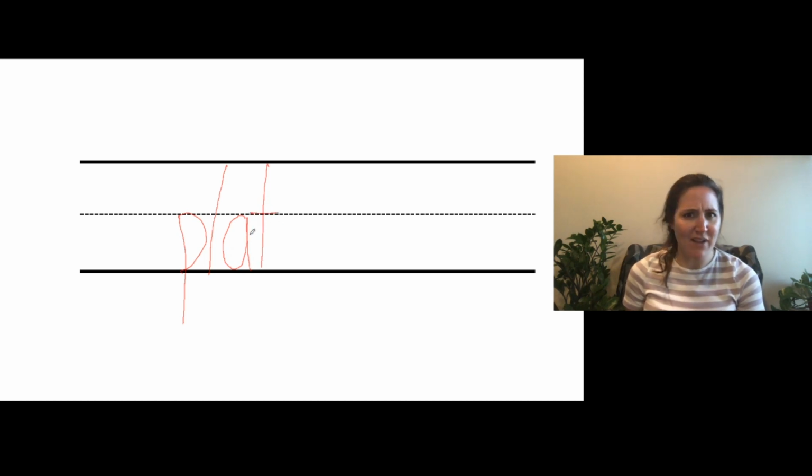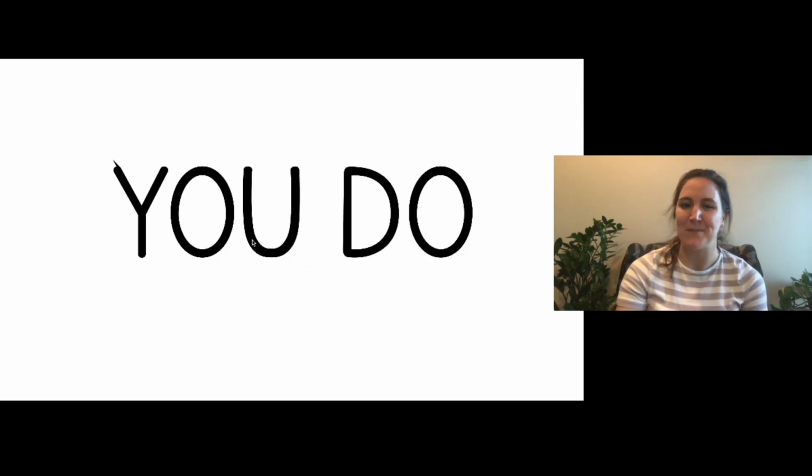Okay, are we done writing the word plate? No, we're not. What do we have to put at the end of the word? Yeah, we have to put an E because we're hearing the long vowel sound. It's saying A, so we have to put an E at the end so that a reader would know to say the long vowel sound. If there was no E, they would say plat, and that wouldn't be correct. Great job writing the word plate.